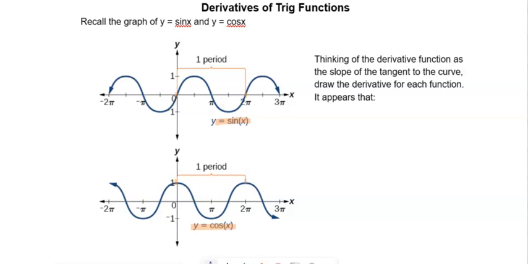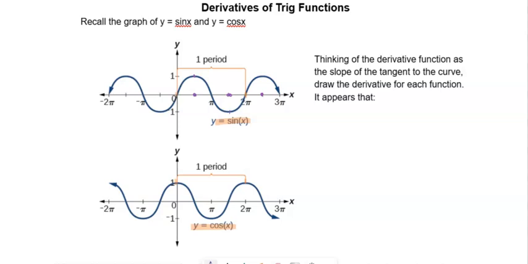So let's take the derivative. We're going to think of the derivative as the slope of the tangent to the curve, and we're going to draw the derivative of each function. The first thing that I know is that whenever I change directions, that will be an intercept in the derivative. So that means that I'm going to get these two intercepts right here, and this intercept right here.